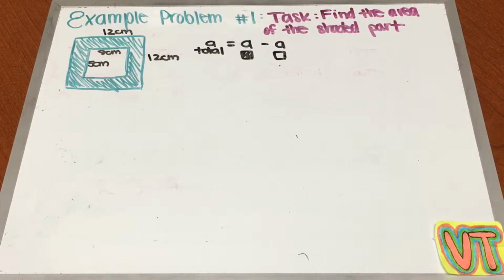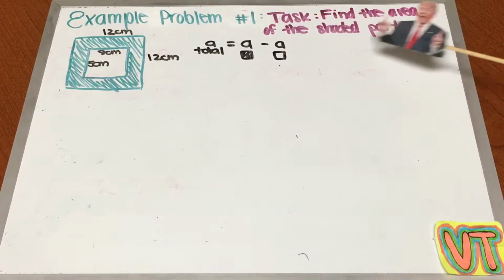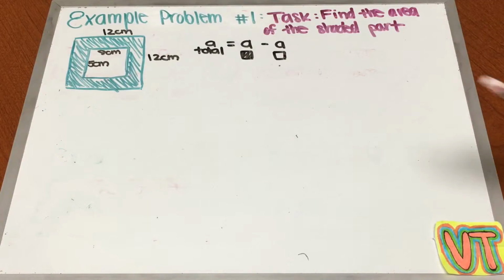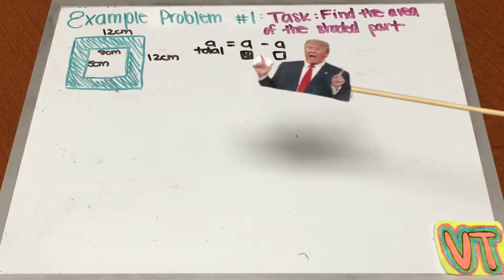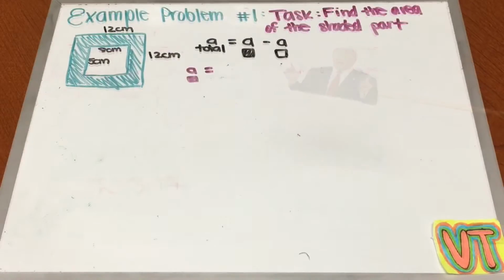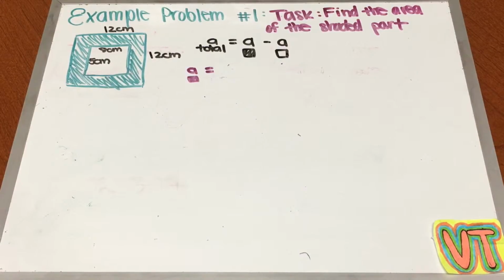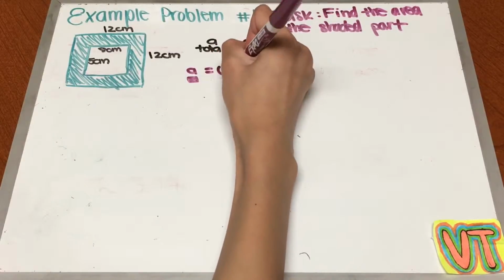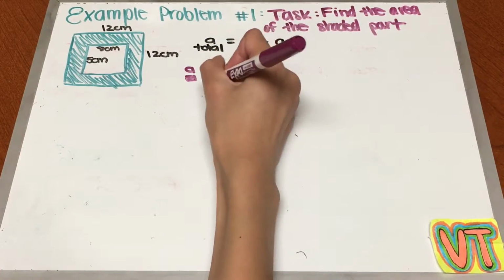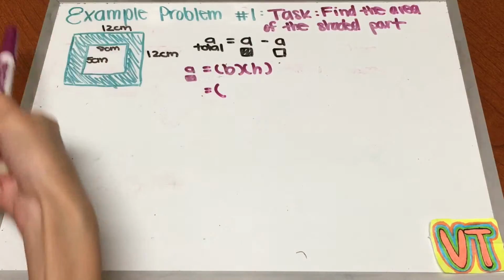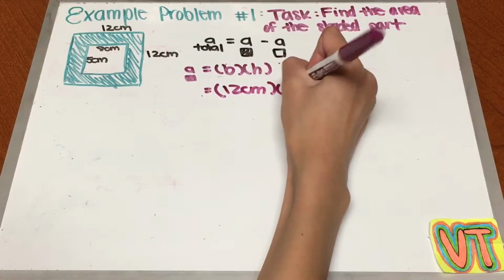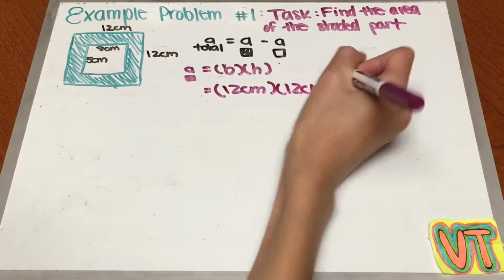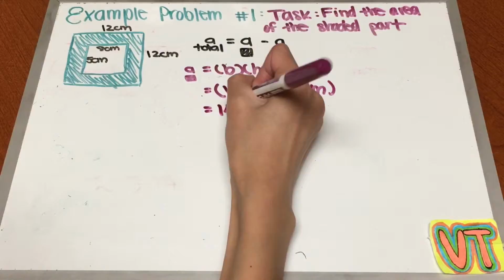Example problem number 1. Task. Find the area of the shaded part. The equation to find the shaded part is A total equals A shaded minus A unshaded. We will first find the area of the shaded square. So we know that the formula for a square is base times height. The base of this larger square is 12 centimeters and the height is 12 centimeters. When we multiply that, we get 144 centimeters squared.